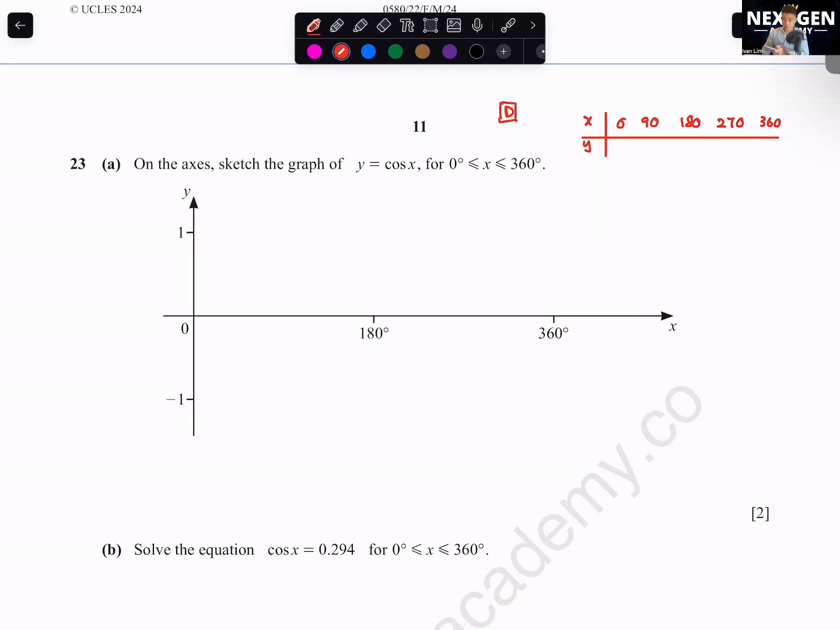Always reset your calculator first, okay? So you just press Shift 9 3 equal to reset your calculator, to make sure that the mode that you want is in the default mode. So this time you will get 1, 0, -1, 0, and 1.